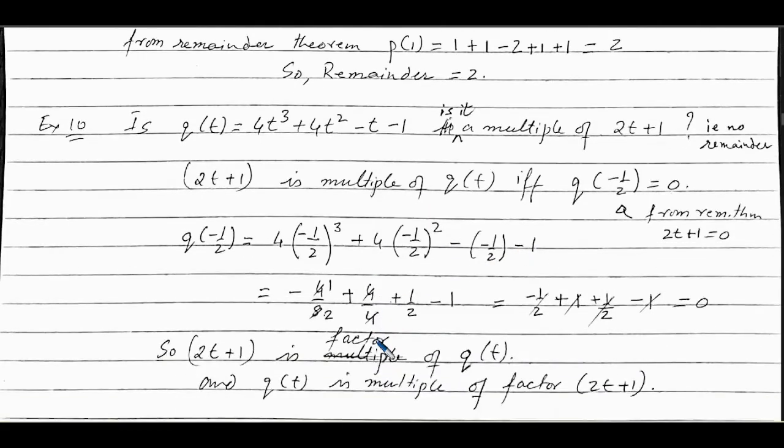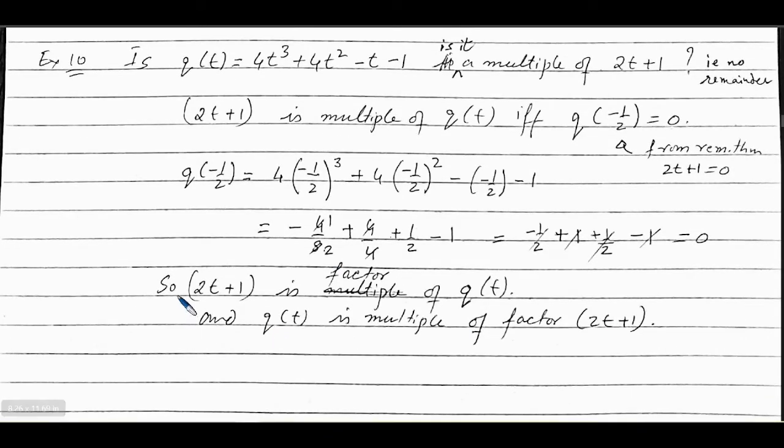So if you do some little algebra, I'm not going to go through these very simple steps. This multiplication, division, addition of numbers you should be knowing by now. So this is 4 into 2 to the power 3, which is 8. So 4 divided by 8 is half. You can freeze and check it and see it. So this is equal to 0. So you can say 2t plus 1 is a factor of q of t, and q of t is a multiple of the factor 2t plus 1.